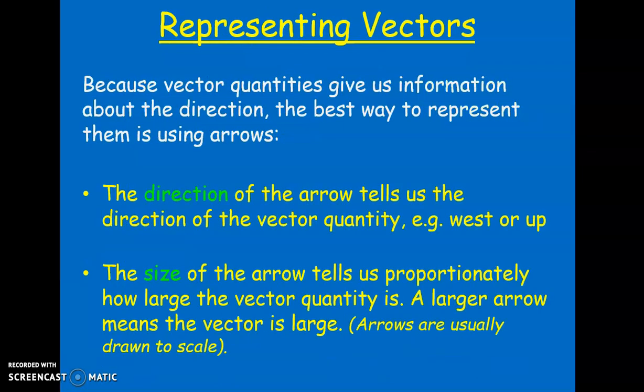So how do we represent vectors? Remember, vector quantities give us direction. So the best way to do this on a piece of paper is using arrows. Arrows always tell us two pieces of information in science. They tell us the direction. Arrows point towards something or point in a certain direction. And the size of the arrow tells us proportionately how large that quantity is. That's where the magnitude comes in. The larger the arrow, the larger that vector quantity is. And they're usually drawn to scale. So we can compare the size of one to the size of the other.